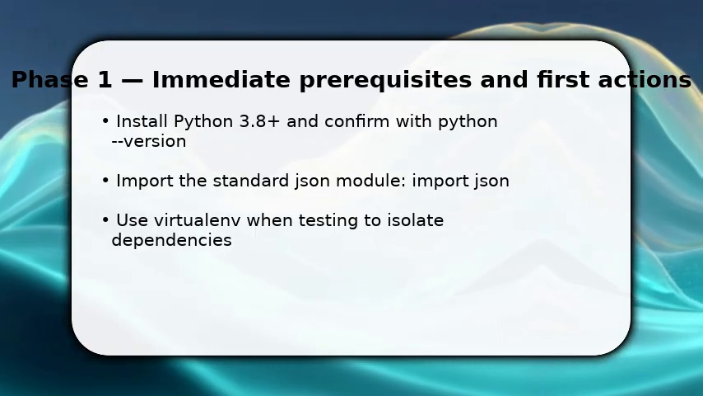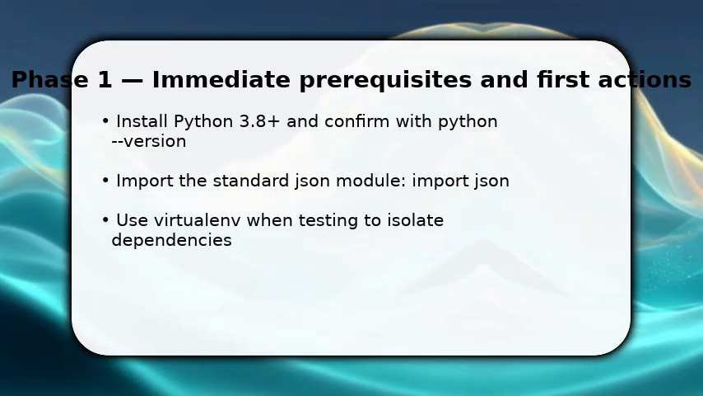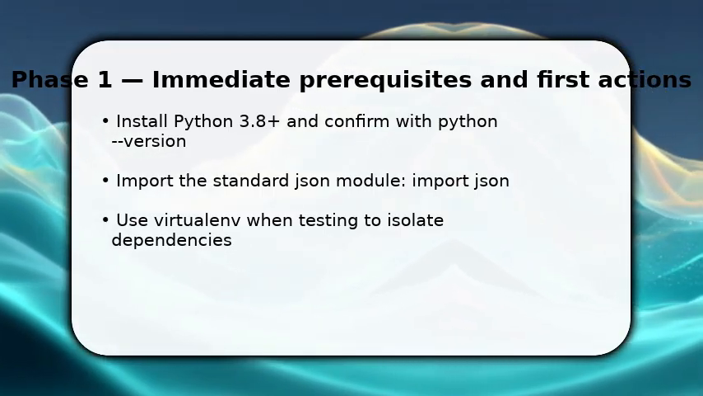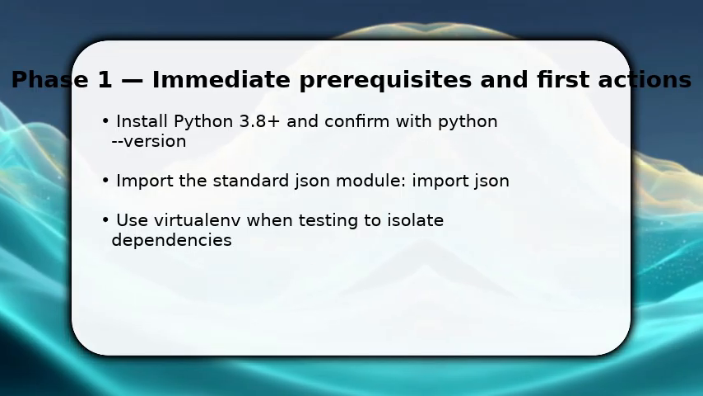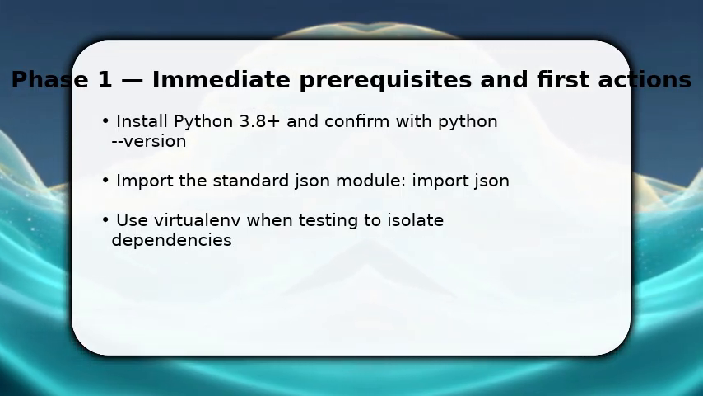Make sure to choose UTF-8 encoding when writing files. That first actionable step gets you immediate feedback and lets you iterate quickly with print(json.dumps(obj, indent=2)) to inspect output.